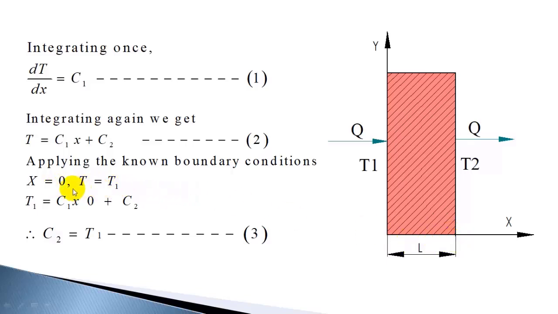So applying that first condition, x is 0, t is equal to T1. Putting x as 0 and substituting t as T1, you will get C2 as T1. So you are getting one of the constants of integration, C2, as T1.